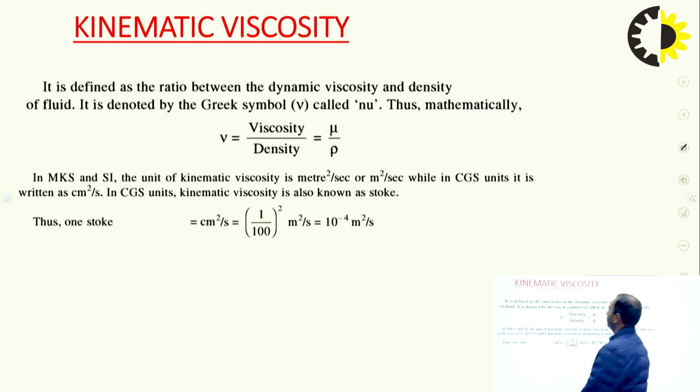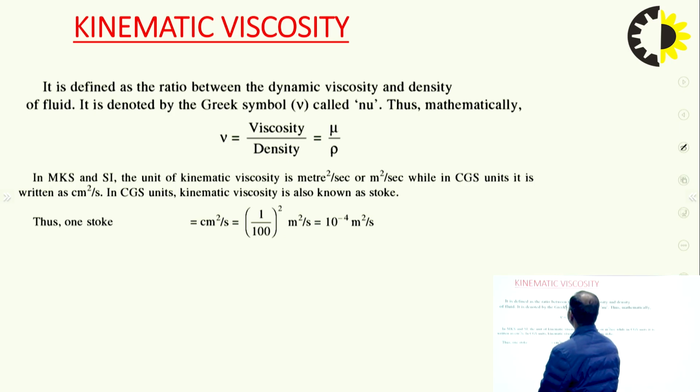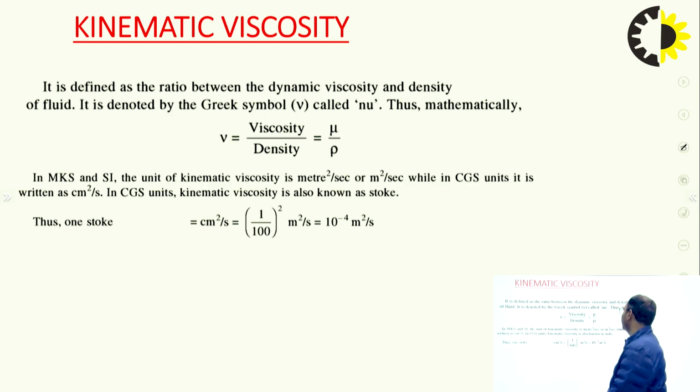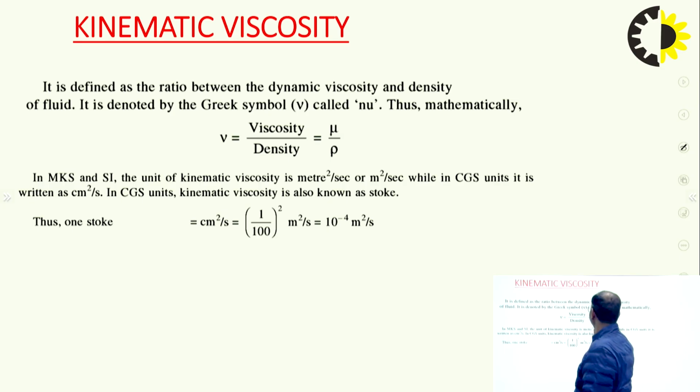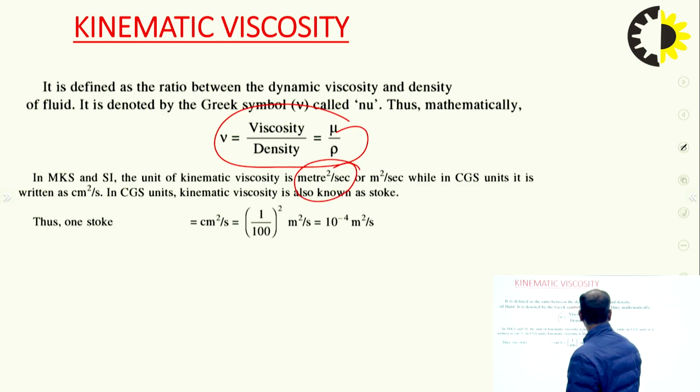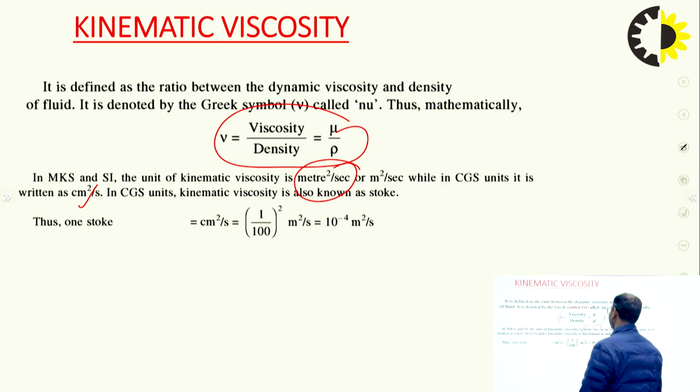Then what is kinematic viscosity? Kinematic viscosity is defined as the ratio between the dynamic viscosity and density of fluid. It is denoted by the Greek symbol nu, and mathematically kinematic viscosity is written as viscosity mu upon density rho. Its MKS and SI unit is meter square per second, whereas the CGS unit is centimeter square per second, which is known as Stokes. 1 centimeter square per second is equal to 1 Stokes, and 1 meter square per second is equal to 10 to the power 4 Stokes.